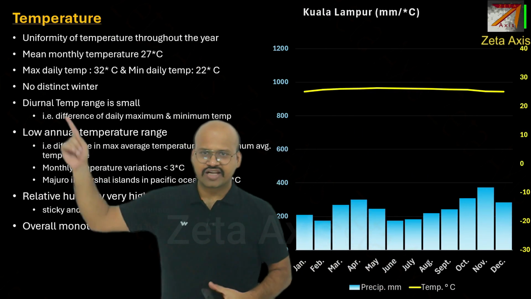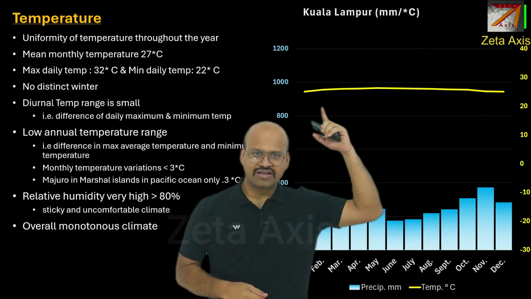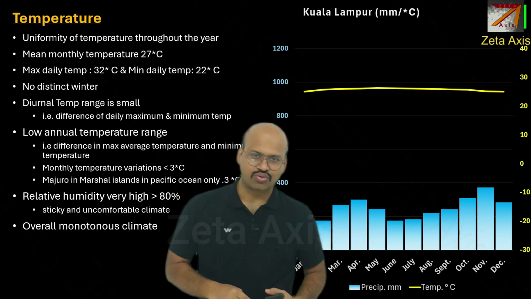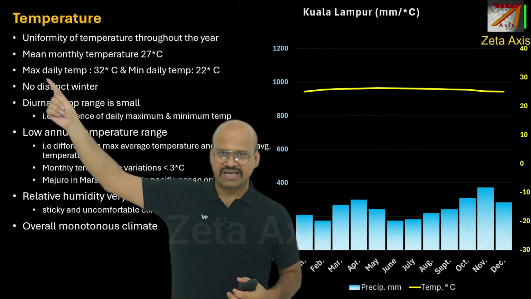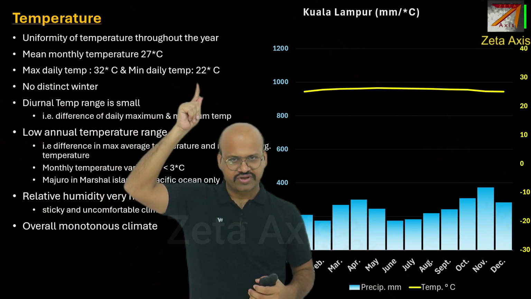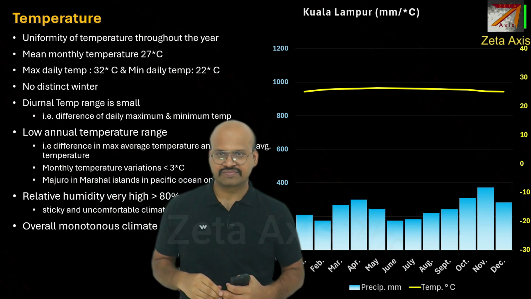Then there is no distinct winter over here. So we can clearly see that there is no distinct winter or no distinct change in the environment throughout the year. The temperature remains almost similar. The maximum daily temperature is 32 degrees Celsius and the minimum daily temperature is 22 degrees Celsius. So the temperature remains within this region.